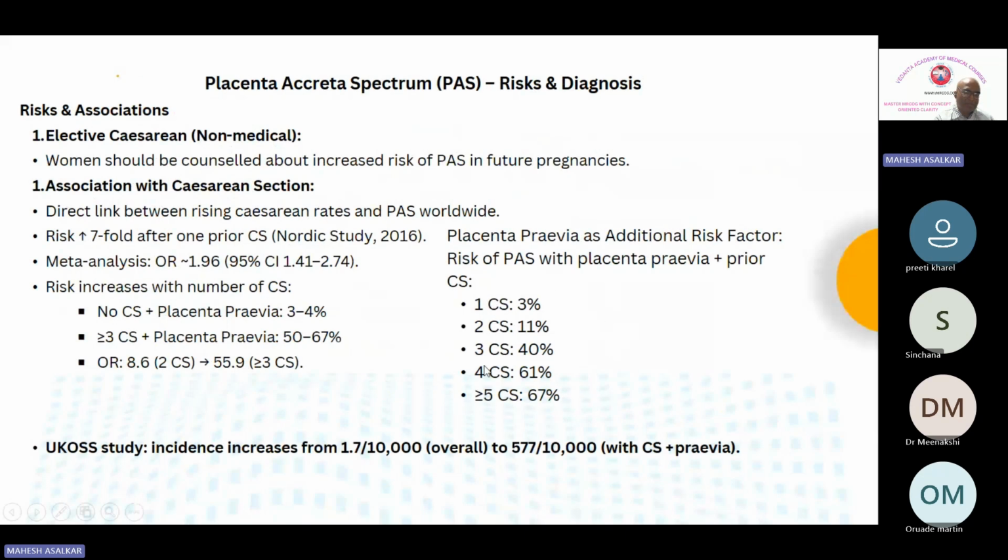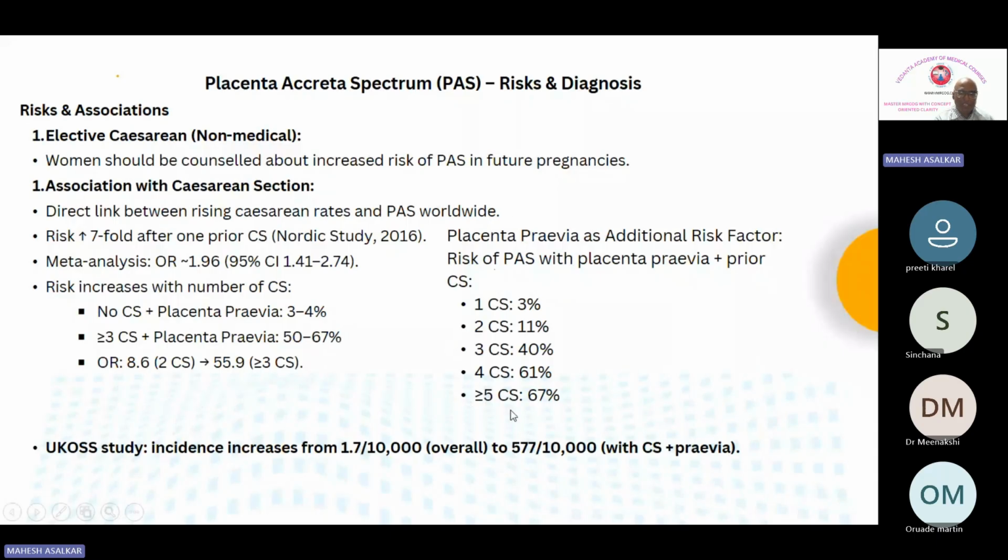There is a history of previous cesarean sections, and the chance of having placenta accreta spectrum is this. Okay, so with 1 cesarean section, it is 3%. With 2 cesarean sections, there is an 11% chance. With 3, there is a 40% chance. With 4, there is a 61% chance. And with 5 or more cesarean sections, there is a 67% chance of development of placenta accreta spectrum.